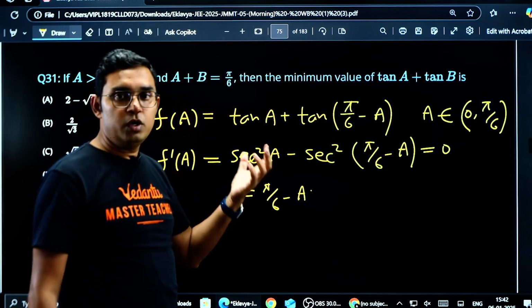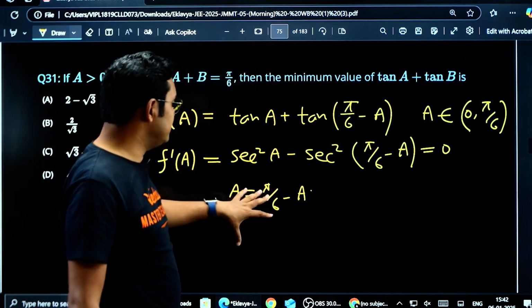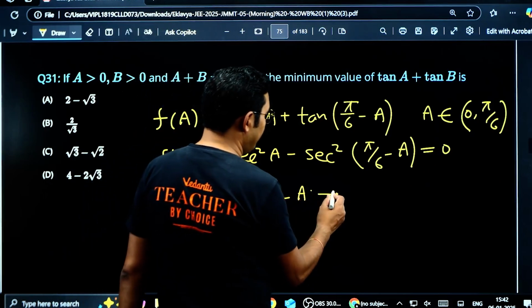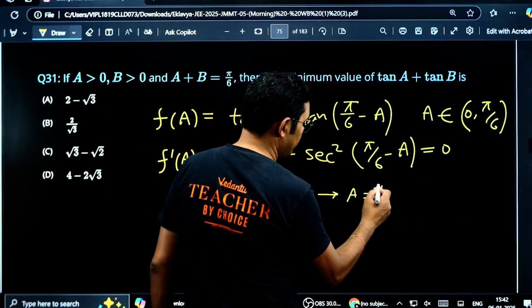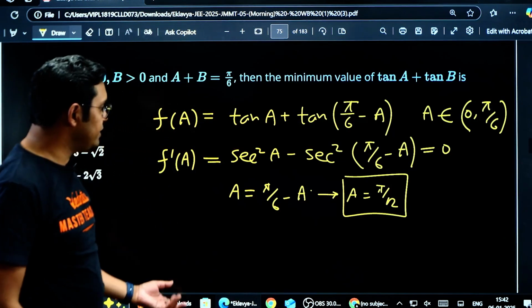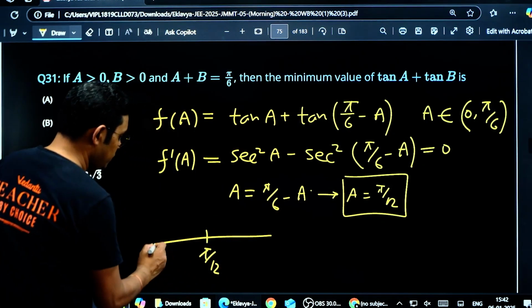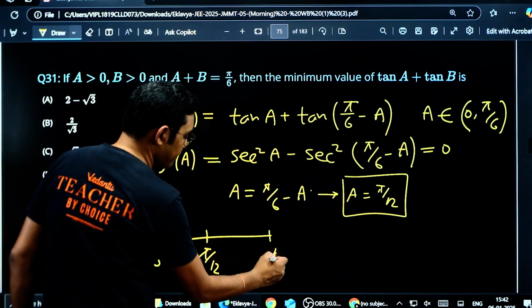You can do it for the general solution also, but only this solution will fit in. So the value of A will be equal to pi by 12. From the second derivative test or first derivative test, it can be checked when this is pi by 12 here, 0 here, and pi by 6 here.